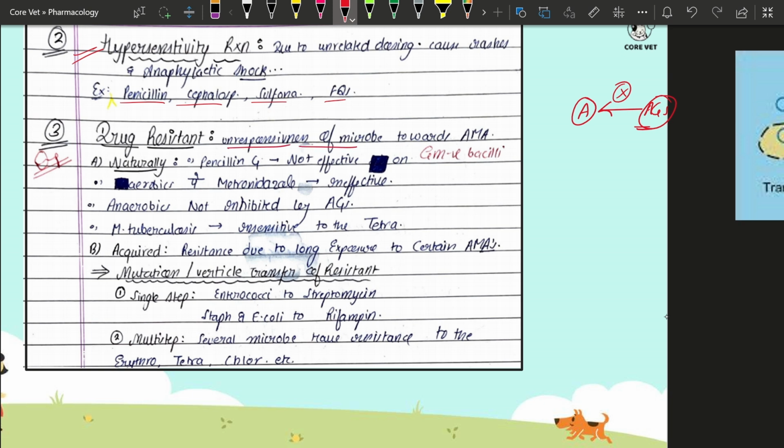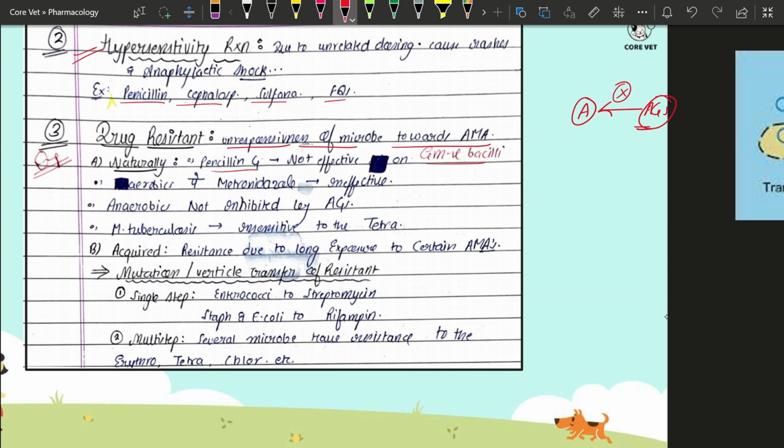Okay, so that particular unresponsive effect of a microbe towards any antimicrobial agent is termed drug resistance. So there are certain types of drug resistance that could be acquired by a certain bacteria. Either the drug resistance could be natural, means by birth I had that particular ability that I could resist any antimicrobial agent. For an example, the penicillin is naturally resistant towards the gram negative bacilli.